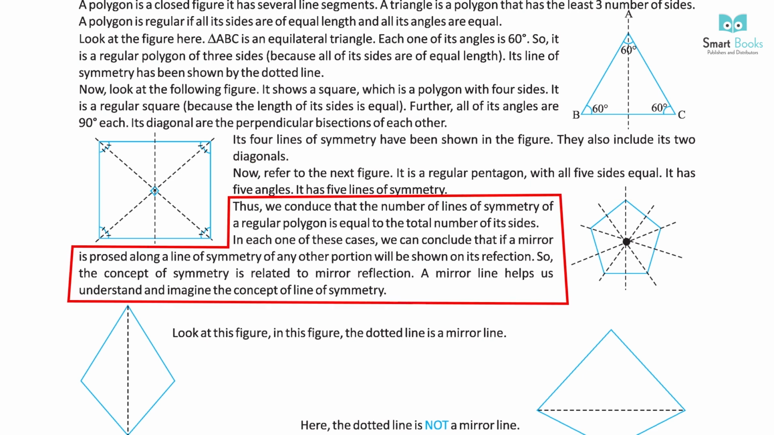Thus, we conclude that the number of lines of symmetry of a regular polygon is equal to the total number of its sides. In each one of these cases, we can conclude that if a mirror is placed along a line of symmetry of any figure, the other portion will be shown on its reflection. So, the concept of symmetry is related to mirror reflection. A mirror line helps us understand and imagine the concept of line of symmetry.